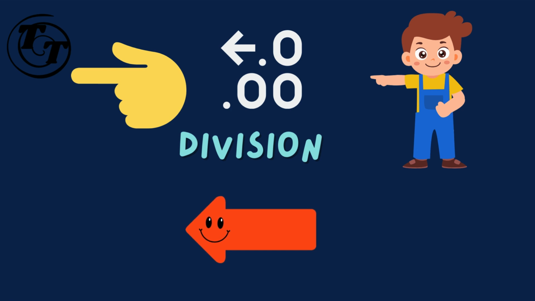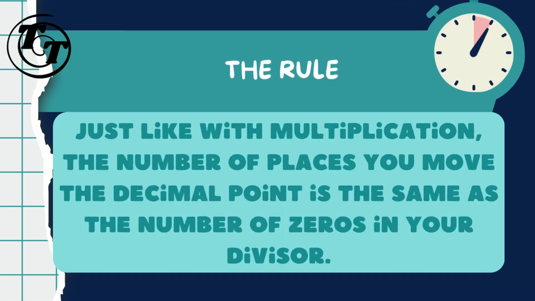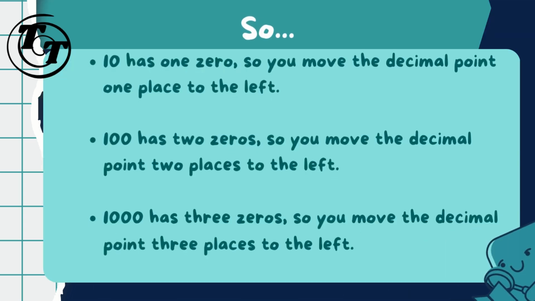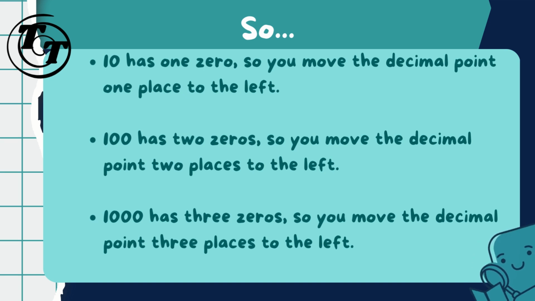Let's see what happens when we are dividing. Division is the exact opposite of multiplication. So when you divide, the number gets smaller. So we move the decimal point to the left. The rule is just like the multiplication. The number of places you move the decimal is the same as the number of zeros in your divisor. So 10 has one zero, so you move the decimal point one place to the left. 100 has two zeros, so you move the decimal point two places to the left. 1000 has three zeros, so you move the decimal point three places to the left.